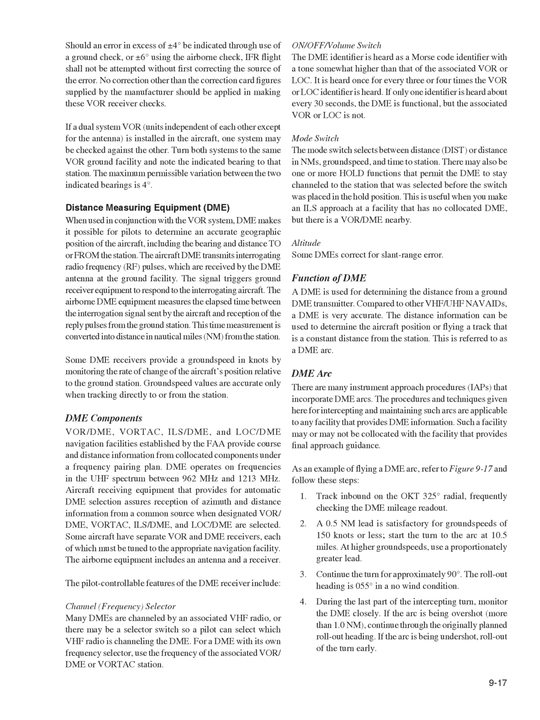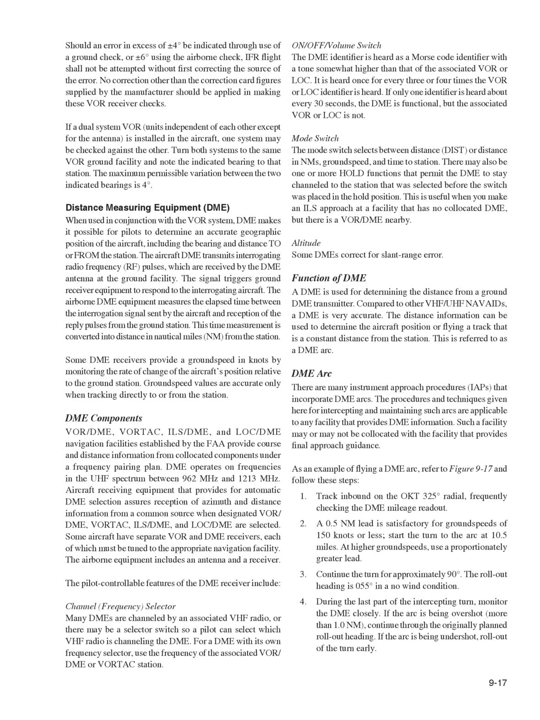The airborne DME equipment measures the elapsed time between the interrogation signal sent by the aircraft and reception of the reply pulses from the ground station. This time measurement is converted into distance in nautical miles, nm, from the station. Some DME receivers provide a ground speed in knots by monitoring the rate of change of the aircraft's position relative to the ground station. Ground speed values are accurate only when tracking directly to or from the station.